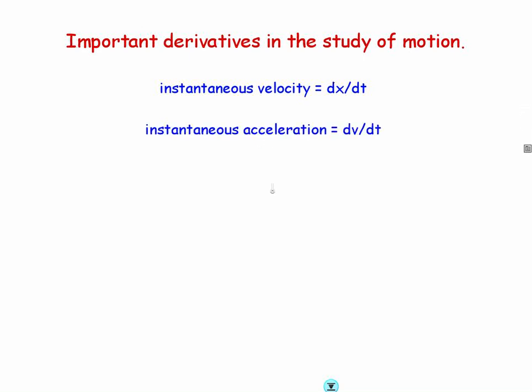Here are the important derivatives in the study of motion. Well, we just mentioned instantaneous velocity is dx/dt. It's how quickly x is changing as time changes in an infinitely small amount of time. The other important derivative in the study of motion is acceleration, instantaneous acceleration, dv/dt. It's how quickly velocity is changing in a certain amount of time. So in the future, if you have to find instantaneous velocity, you're going to take the derivative of a position function. If you have to find instantaneous acceleration, you're going to take the derivative of a velocity function.